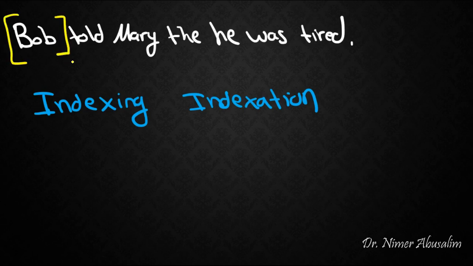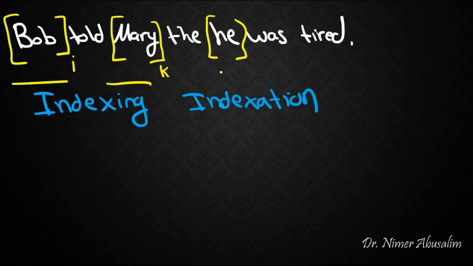Let's give it a code or an index, which is I. We use a small letter I. Mary is also a noun phrase. Let's give it the index K. Now he is the noun phrase that is looking for an antecedent. What do you think? Which one should he refer to? Which one should he go back to get its meaning? Should it go back to Bob or Mary?